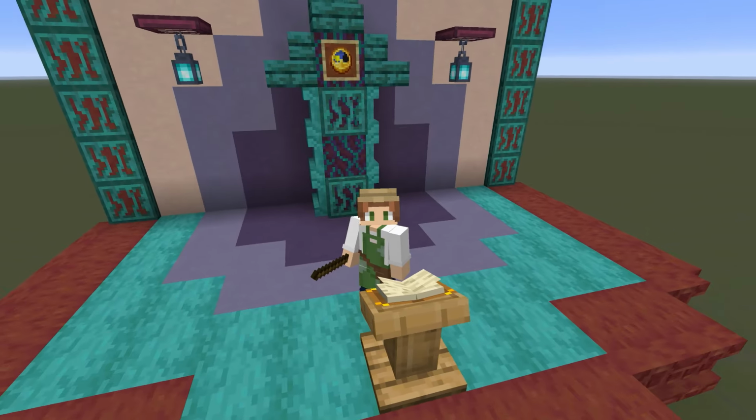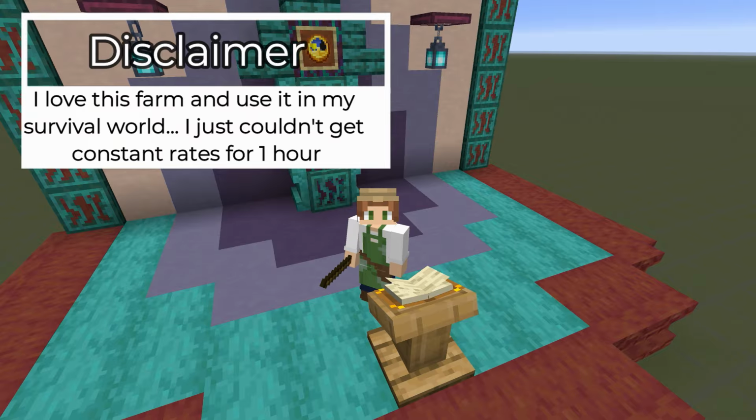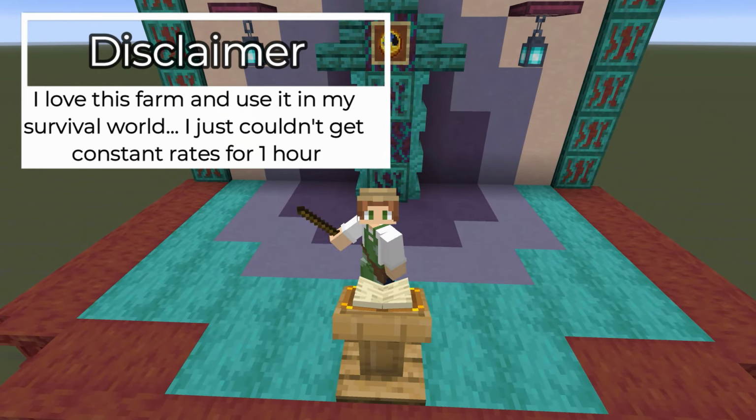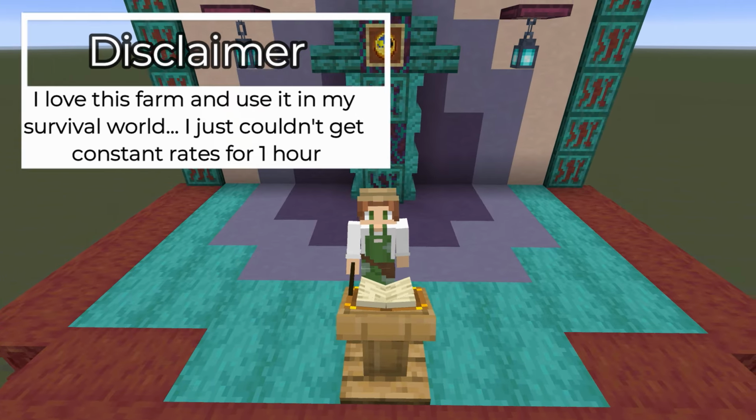Makes sense. I tried to do this with the iron farm, but it is extremely inconsistent. So I opted to do the bamboo farm instead for this demonstration.